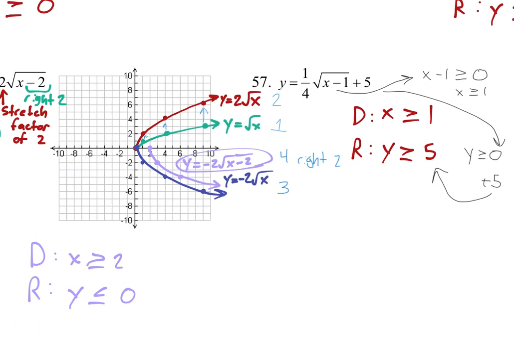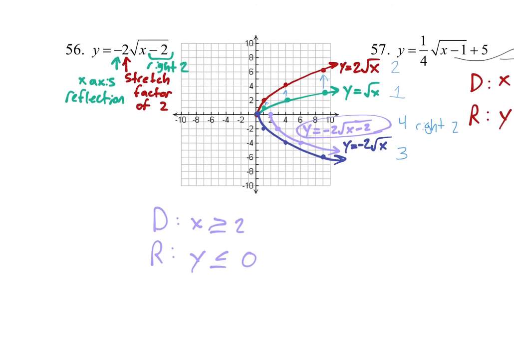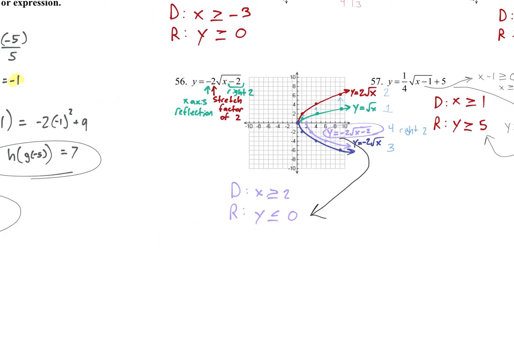The only time that it can get a little confusing is when we do a reflection. Like on this last one here, this light purple was our answer. So now the range is y is less than or equal to 0, because that graph never goes higher than 0.